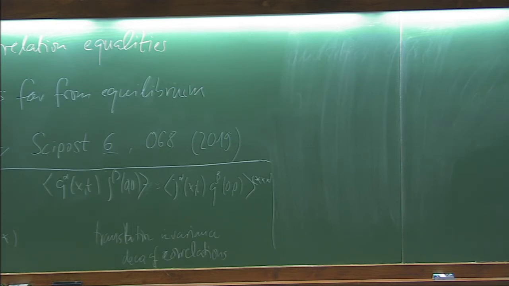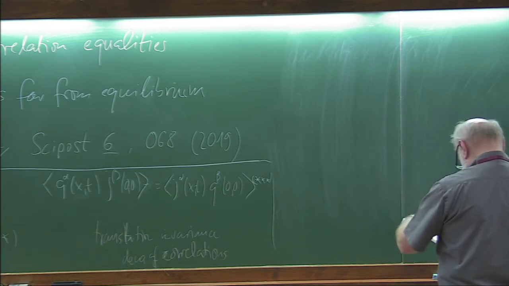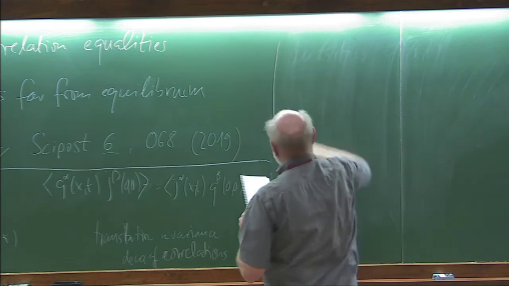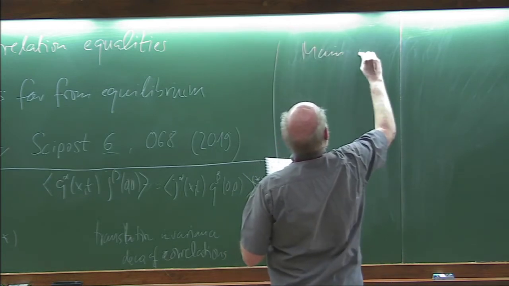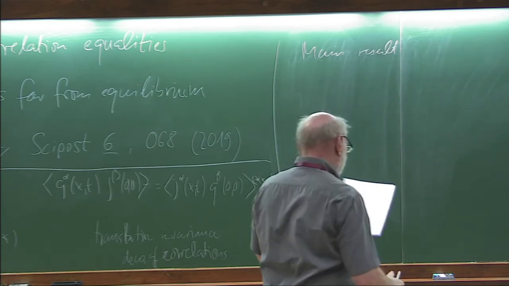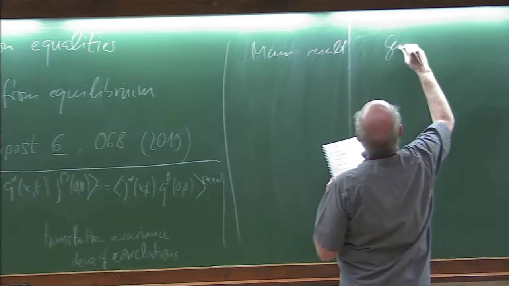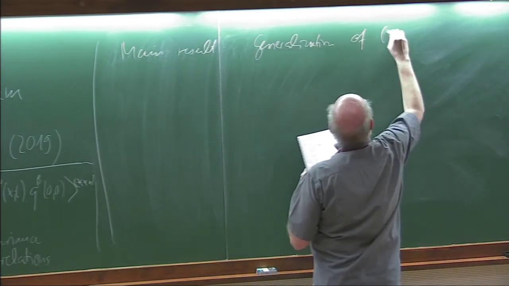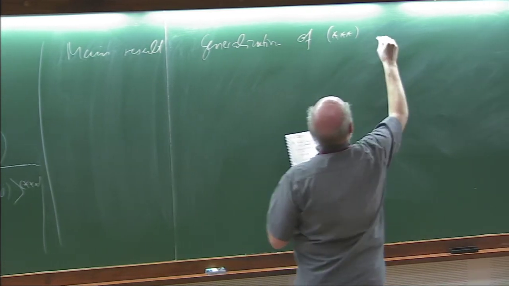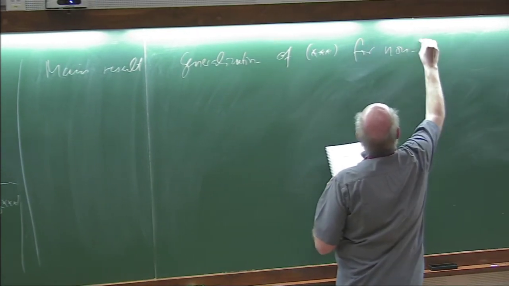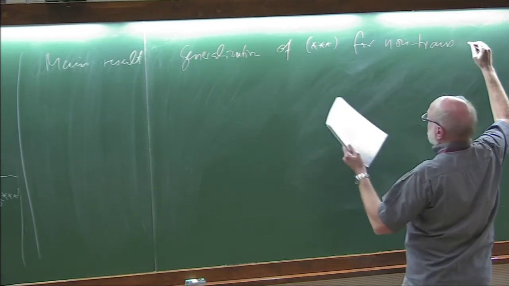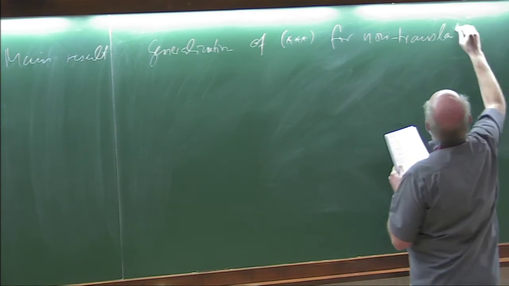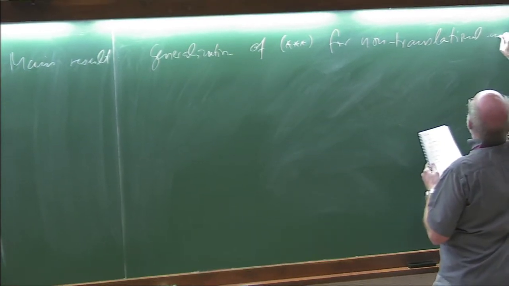So now, the main result is the following. There is a generalization of this relation 3 for non-translation invariant systems. And I will write down what this generalization is, of course. But first, let me give you the essence. Non-translation invariant systems.